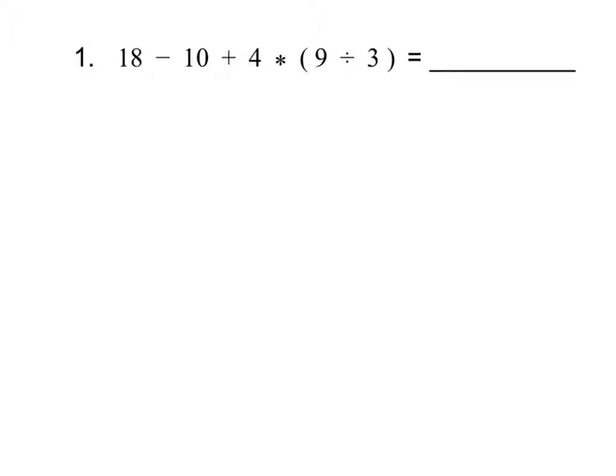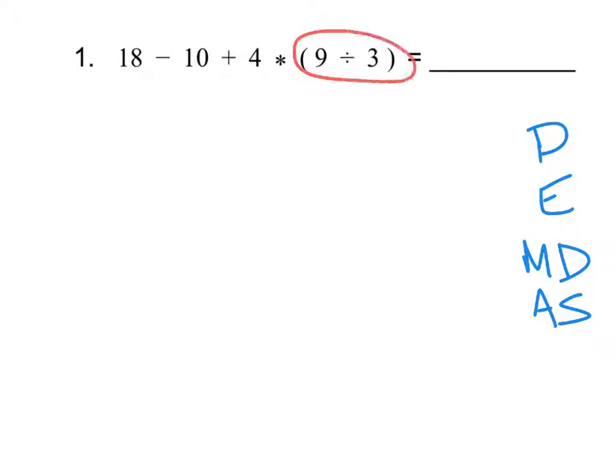In our first example, you will see that we have 18 minus 10 plus 4 times parentheses 9 divided by 3. So I'm going to write off to the side P-E-M-D-A-S, so I remember my parentheses, exponents, multiplication, division, addition, subtraction. I'm going to first check for parentheses. I see I have parentheses here. 9 divided by 3 is 3.